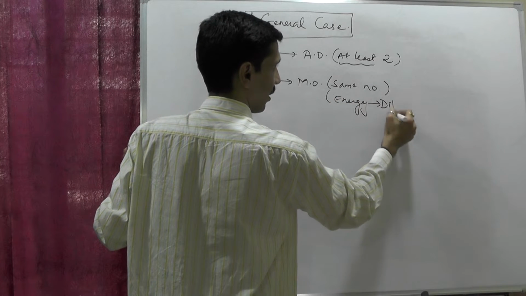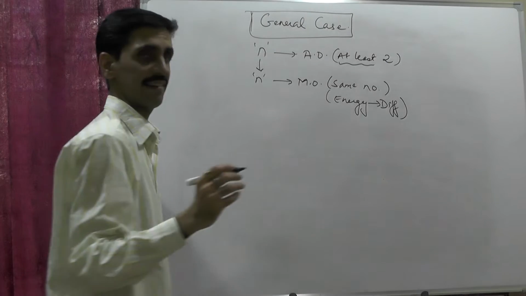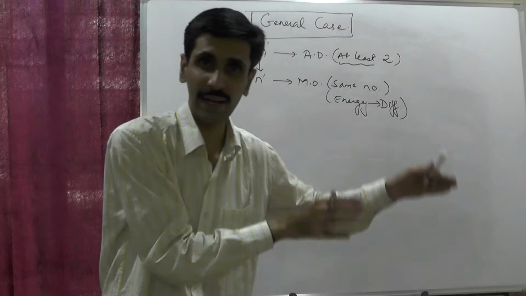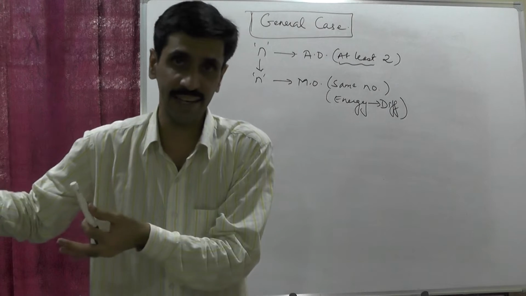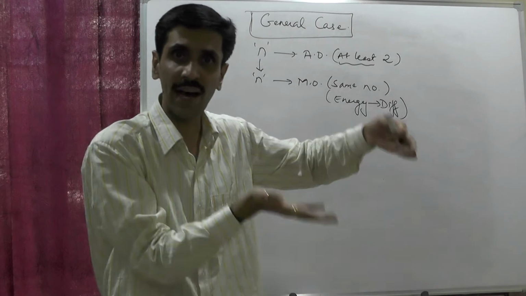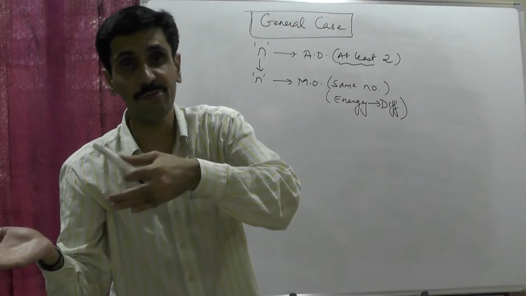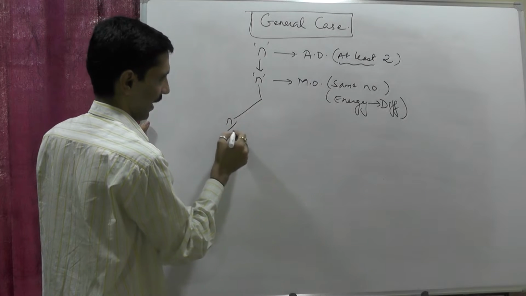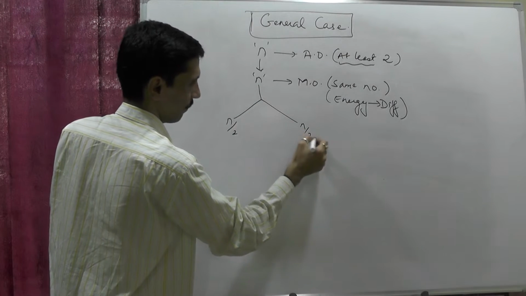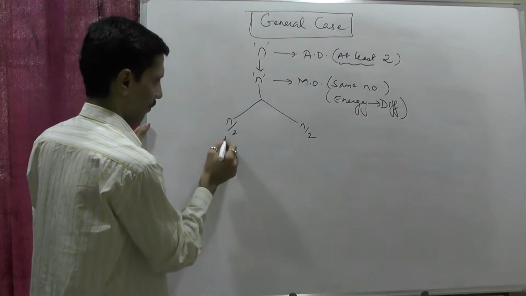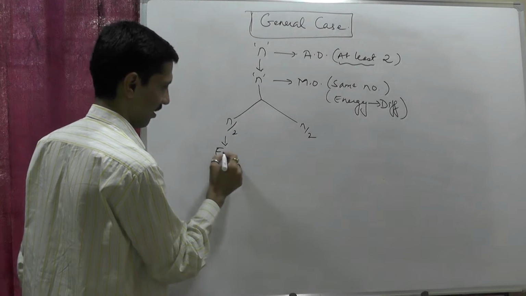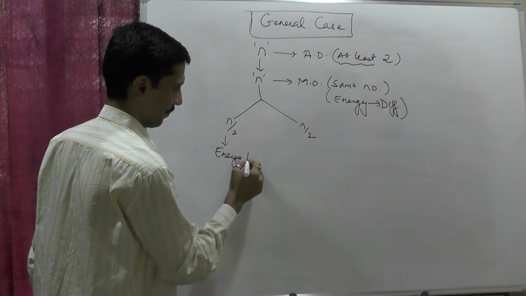Energy is what? Different. So when I use the words different energy, it's very obvious that I will be having one set of lower energy and the other set of higher energy. Alright, so one half with lower, the other half with higher. As a result, I make it n by 2 and n by 2. Now n by 2 will be having what? Lower energy.